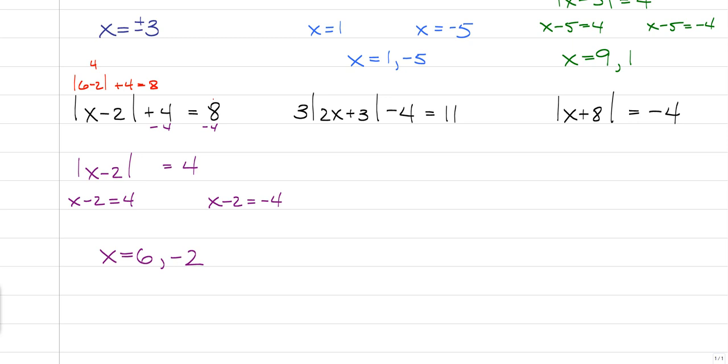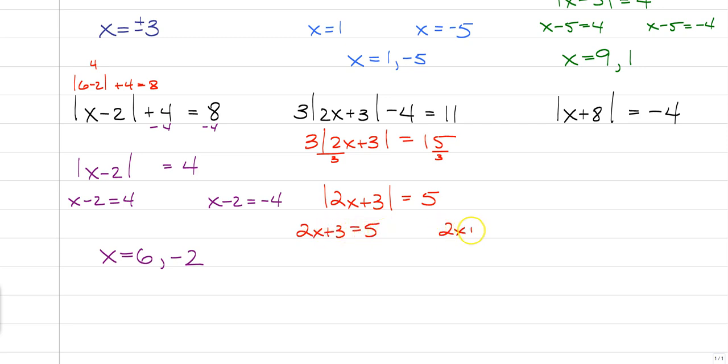Okay? For the second one, the first thing you needed to do was add 4 to both sides. So that gives you 3 times the absolute value of 2x plus 3, and that's equal to 15. You still need to get the absolute value by itself, so you need to divide both sides by 3. And that's going to give you the absolute value of 2x plus 3 is equal to 5. But now that you have the absolute value by itself, you can split. 2x plus 3 is equal to a positive 5, and 2x plus 3 is equal to a negative 5.